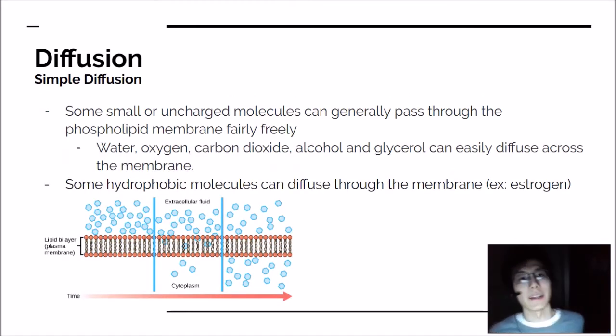So let's talk a little bit about the individual types of diffusion, since we talked about them in class. There's this thing called simple diffusion, which, as the name suggests, is probably the most straightforward one. It's really the traditional sense of diffusion that we think about when we say the word diffusion. But there are some key points worth noting. For one, it's often small or uncharged molecules that diffuse through a phospholipid membrane, so things like water, oxygen, carbon dioxide, alcohol, yes, alcohol like ethanol, good stuff, right? And of course glycerol can easily diffuse across the membrane. There are also some other hydrophobic molecules that can diffuse through the membrane, like certain hormones such as estrogen.